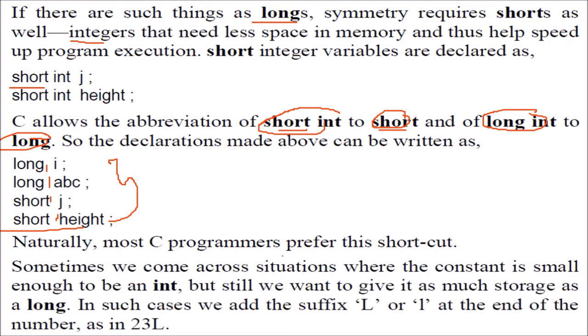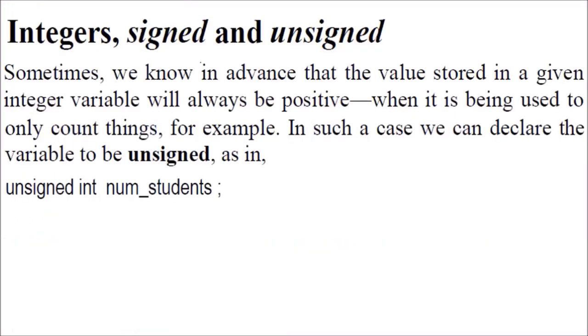Now, sometimes we may have a situation where the constant is small enough to be an integer, but still we want a larger space. That means we want to give it as much space as a long. So we are talking about a constant here. Please understand, we are talking about a constant. Whenever we are talking about a constant, we have to put a capital L or a small l at the end of the constant. If this is the number 23, you have to put an L to tell the compiler that this is a constant which is long.